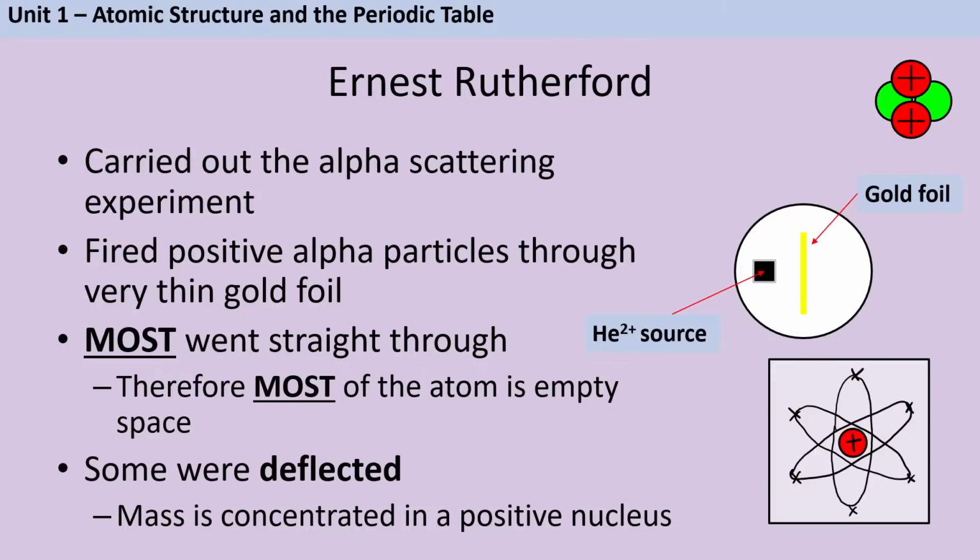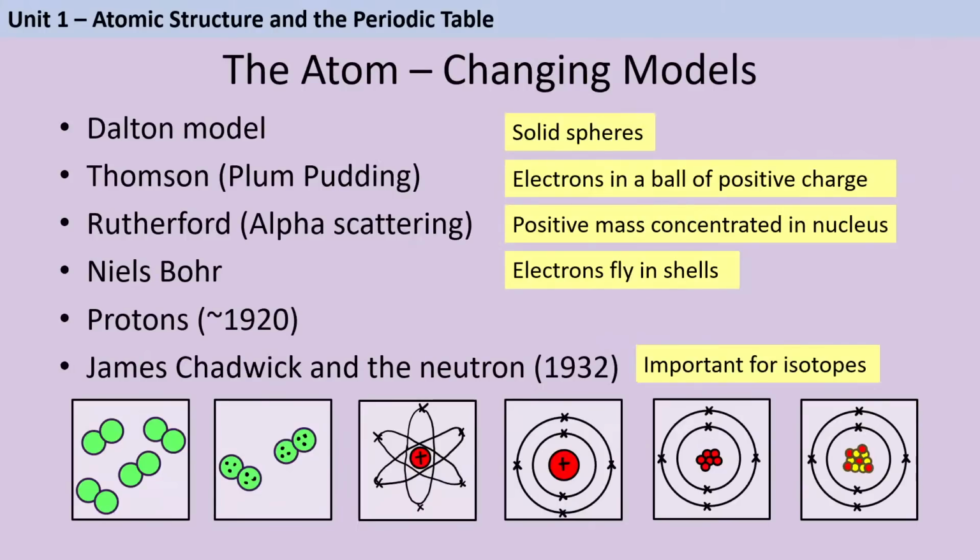And they found that when they did this, most of the particles went straight through, and this was evidence for the fact that most of the atom was empty space, which they didn't know before. But then also they found that some of the particles were deflected, and this was evidence for the fact that the mass was concentrated in a positive nucleus.